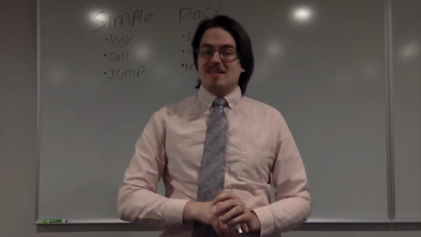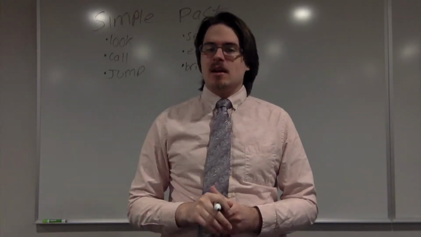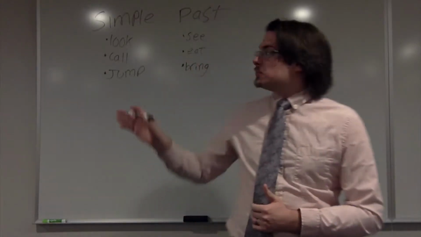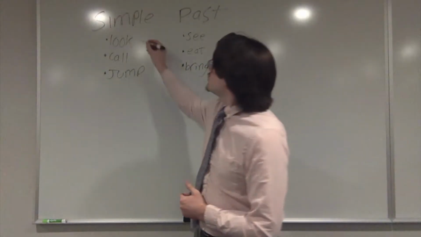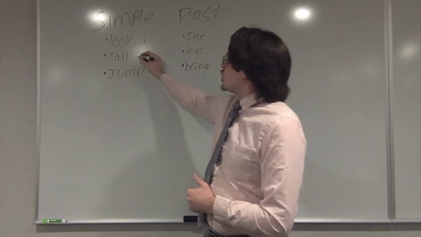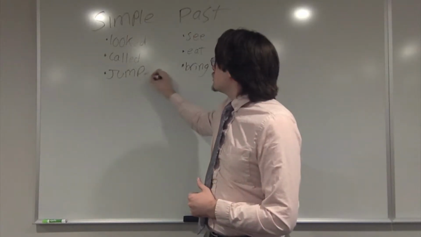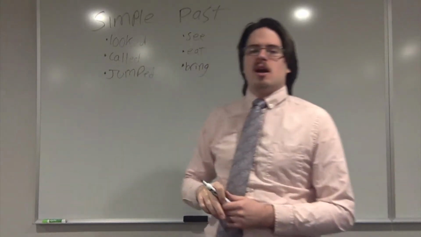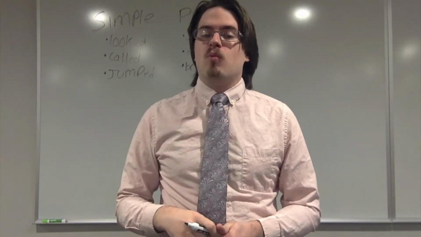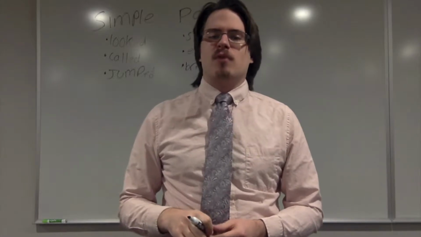The simple past tense is usually formed by adding the letters ed to the end of a present tense verb, such as look becomes looked, call becomes called, and jump becomes jumped.